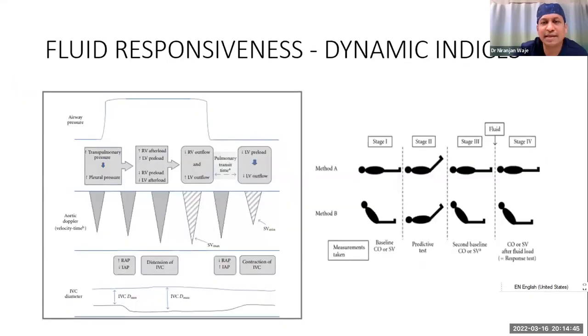The next slide is about the dynamic indices of fluid responsiveness, as I have spoken earlier in the earlier talks. Because of the heart-lung interactions, there is variation of stroke volume, and that is picked up accurately by a monitor, in the form of PPV, pulse pressure variation, or SVV, stroke volume variation, which are very good indicators of fluid responsiveness. For SVV, we need a cardiac output monitor. For PPV, we just need the arterial tracing and the variation and a number. However, the patient here has to be ventilated with 8 ml per kg tidal volume, controlled ventilation, and should have a sinus rhythm.